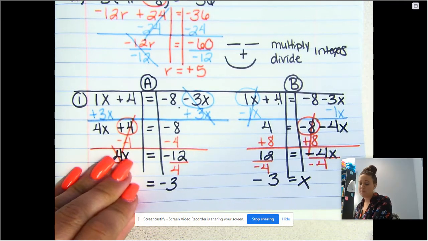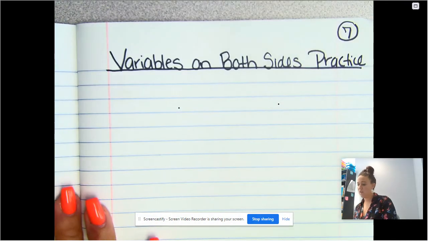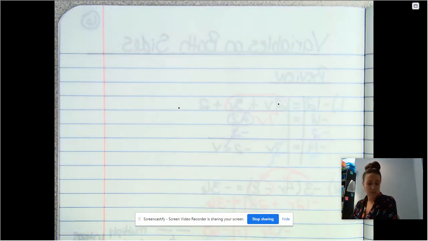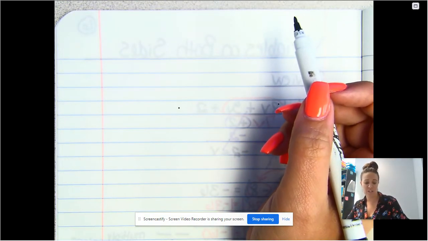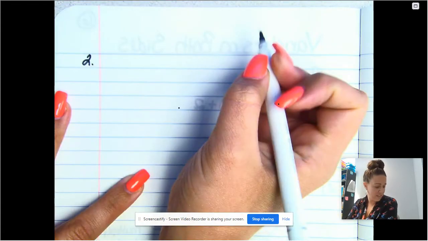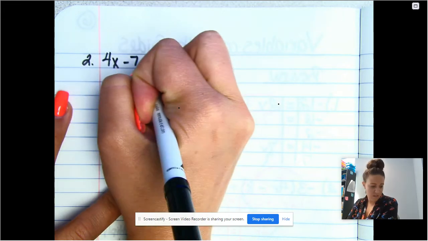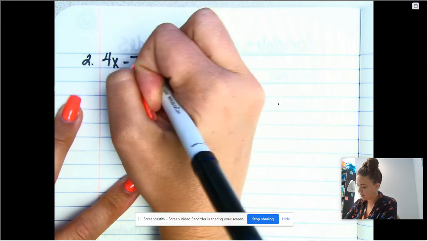Okay, I'm going to flip my paper over to the back. Again, I was writing on page number 6. We're going to flip over and we're going to write on the back. Okay, the next problem, I should say, because we are still on the back of page 6, happens to be 2. Example number 2 is 4x minus 7 is equal to 1 plus 8x.